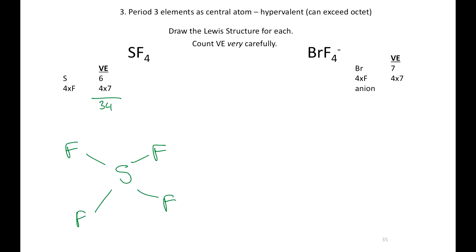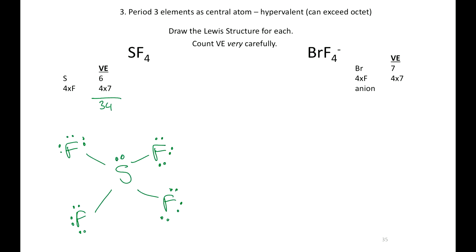So 8, 9, 10, 11, 12, 13, 14, 15, 16, 17, 18, 19, 20, 21, 22, 23, 24, 25, 26, 27, 28, 29, 30, 31, 32. So I have 2 electrons left over. Where do they go? On the central atom.